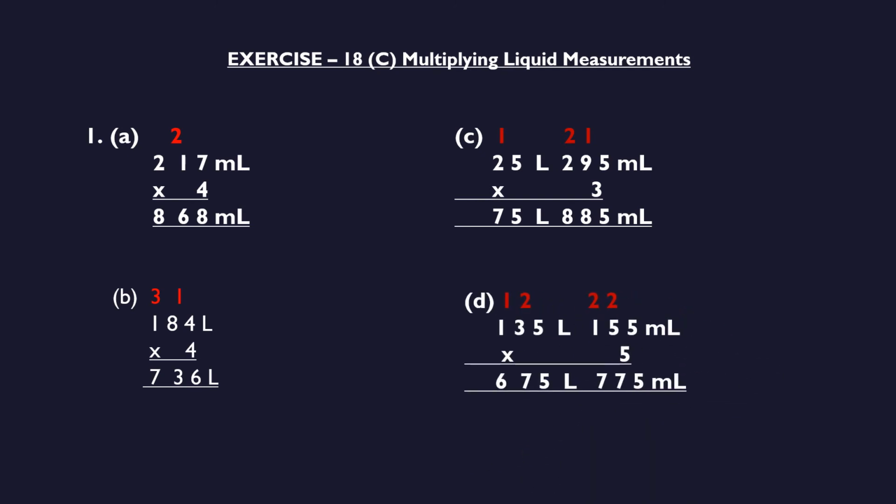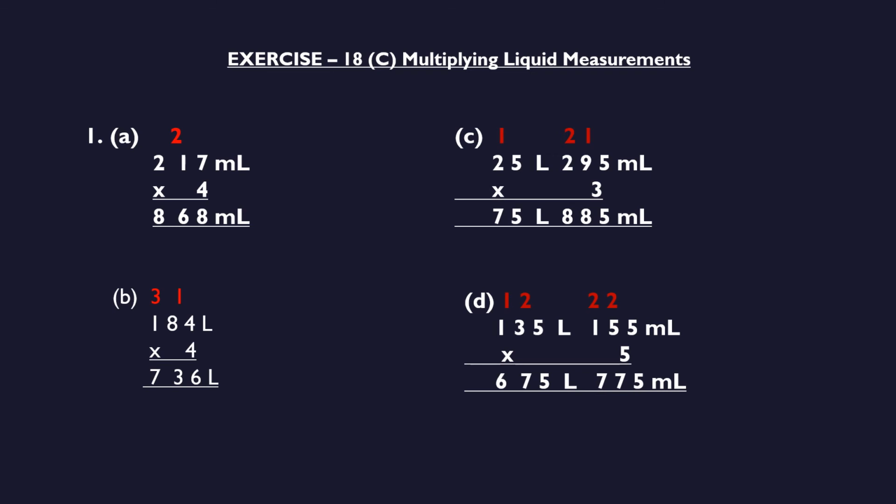Then D part, 135 liters, 155 milliliters multiplied by 5. Now 5 fives are 25. 5 you will write in the answer part and 2 as carry. Now 5 fives are 25. 25 plus 2 carry, that is 27. Now 7 in the answer part and 2 as carry again. Then 5 ones are 5 plus 2 carry is 7. So on the milliliter side you will get 775 milliliters.